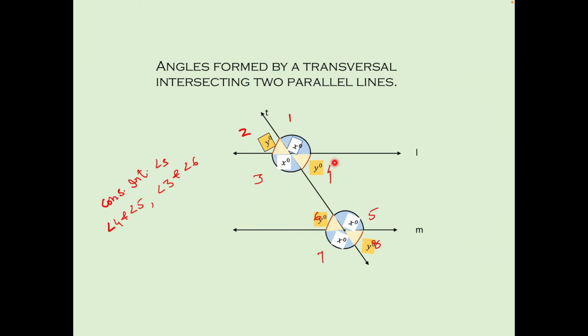Now, 4 and 6 and 3 and 5 are interior but alternate because they are diagonally opposite. If you can see, it forms a letter Z, like this, or if you start in reverse, a reverse Z. So angles 4 and 6 and 3 and 5 are alternate interior angles because they are diagonally opposite, and they will have the same measure, and they will not total 180 degrees. They are not supplementary to each other.